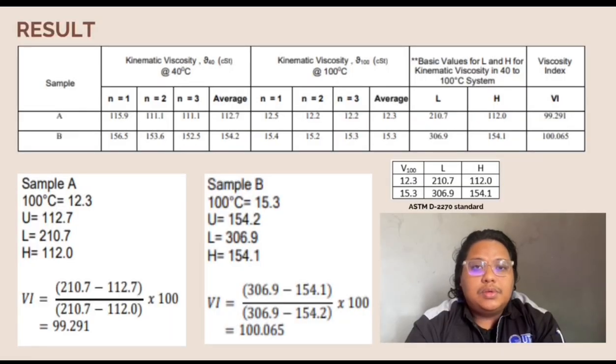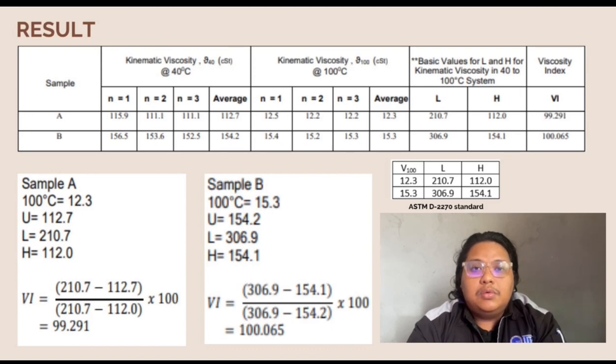In this presentation, I'll be explaining the results that we obtained from the case study experiment. First, we conducted an experiment for two samples, sample A and sample B. For sample A, we took the kinematic viscosity at 40 degrees Celsius. For the first take, the value that we gained is 115.9, the second take is 111.1, and same for the third take, which is 111.1.